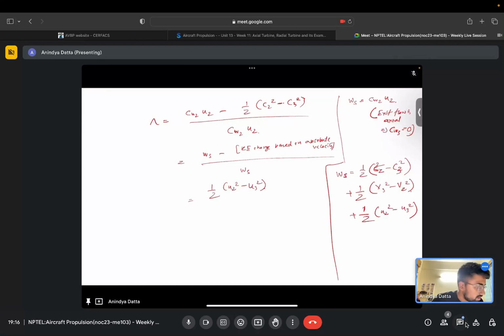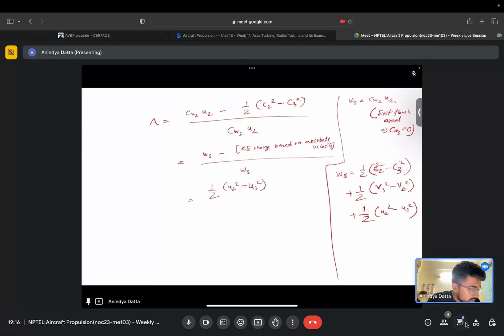There was one question I discussed in the week 9 problem solving session. The specific rotor work we can write as the sum of changes in three kinetic energies: kinetic energy change based on absolute velocity, kinetic energy change based on relative velocity, and kinetic energy change based on the blade velocity.